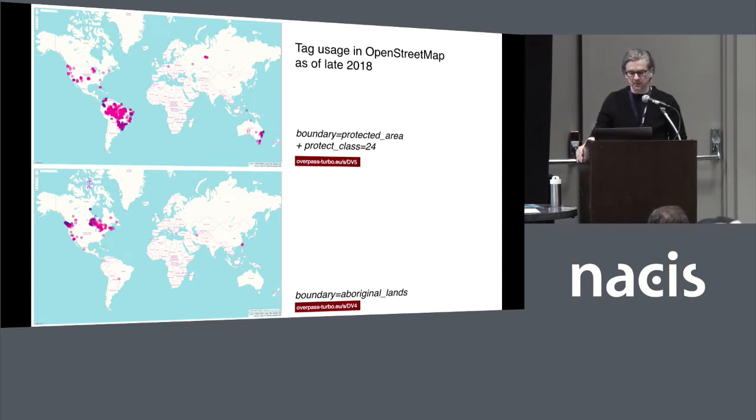And I found that there's two main ways of tagging things that people were already using. Some people, especially in places like Brazil, were using boundary equals protected area, and then they were using this additional tag, protect class equals 24, which comes from some UN document or something that is a class of protected area. But then there's also people mostly in Canada who were using boundary equals Aboriginal lands. Seems like either of these are potentially legit tags that we could use.